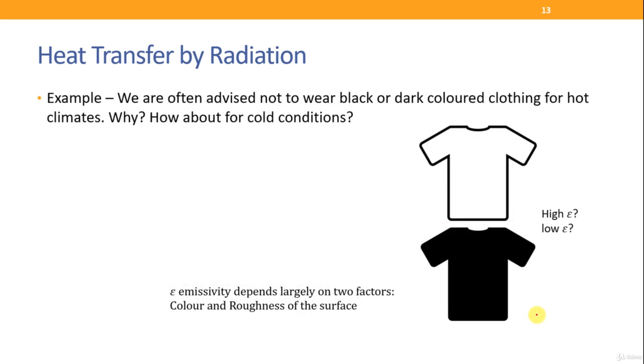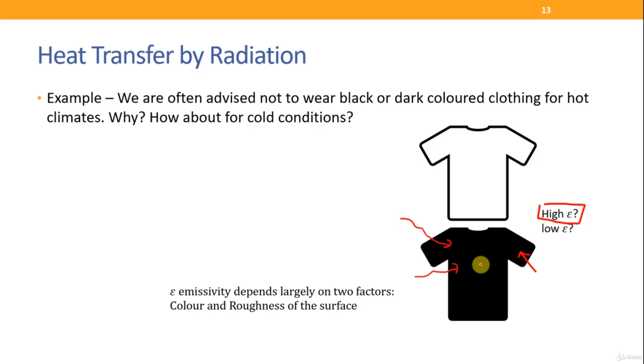We are often advised not to wear black or dark colored clothing for hot climates. Why is that so? The main reason is because dark clothing has a higher emissivity. So when there's a higher emissivity, heat will be able to enter the object more easily by radiation. If you are wearing a dark color shirt compared to a friend who is wearing a plain white color shirt, you will feel hotter because you will be able to absorb more heat.